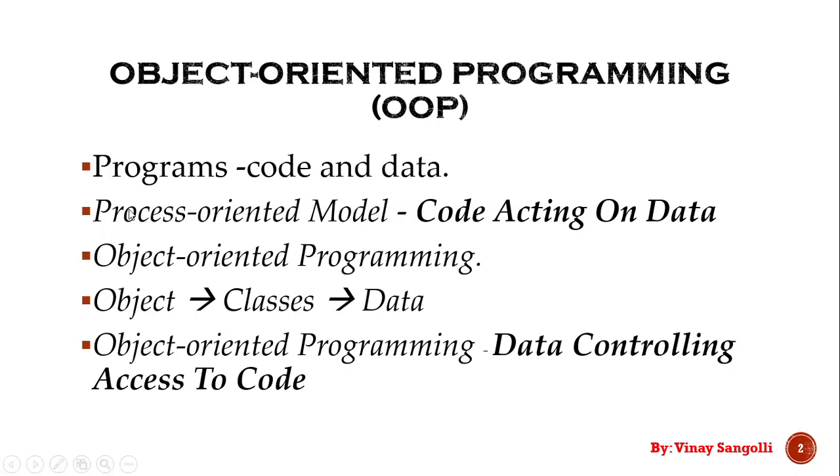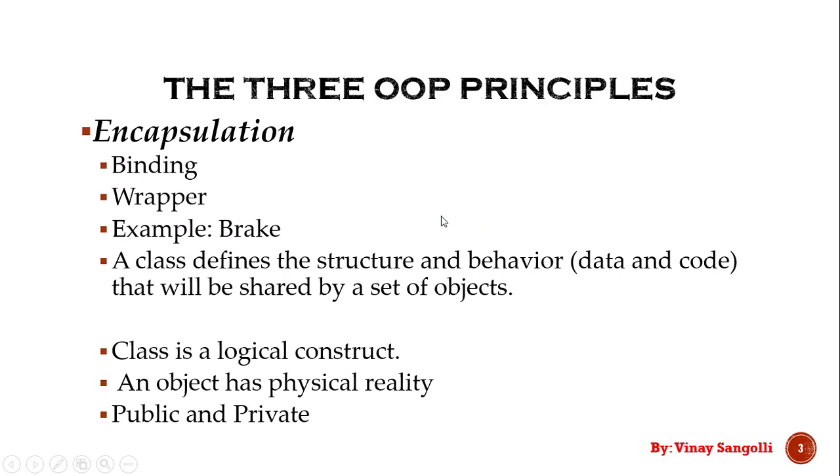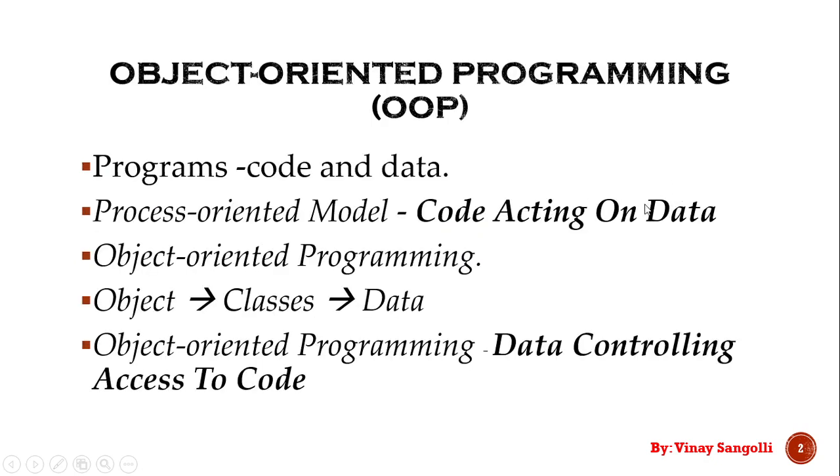The process oriented model, as you might know, is basically implemented in the C language. It is an approach wherein a program is characterized as a series of linear steps. What do you understand by linear steps? The steps which come one after the other. So the process oriented model is like a code acting on data. You have data, and to act on that data you will be writing code. This is the meaning of the process oriented model.